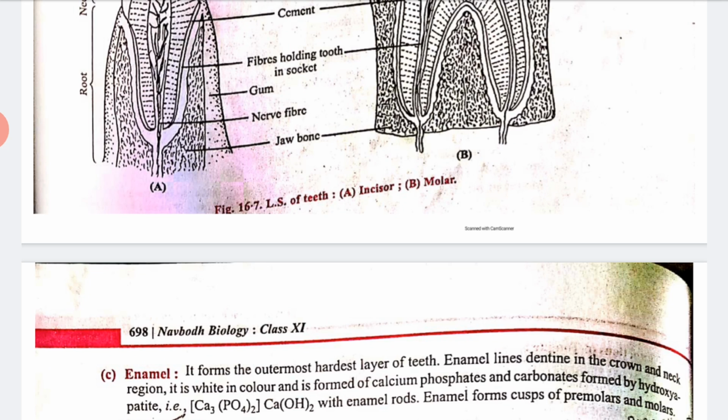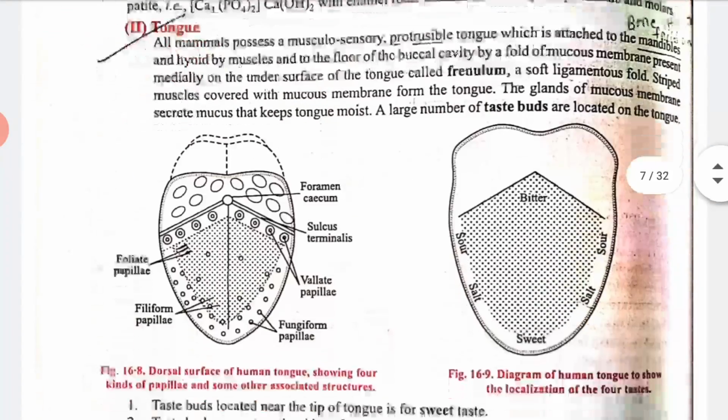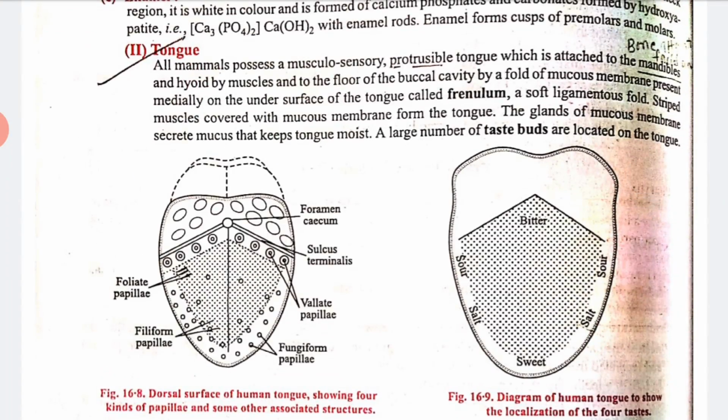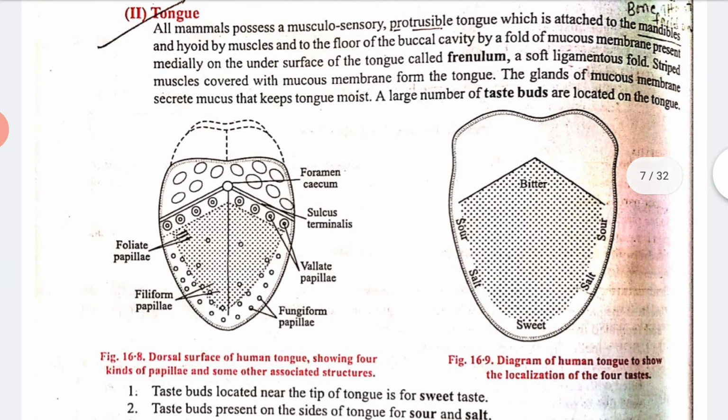Yes, now let's talk about the tongue. What is the function of the tongue? Again in the same way, the tongue is also divided into different parts. All mammals possess a muscular, sensory and protrusible tongue, meaning we can turn and rotate it. The tongue is attached to the mandible and hyoid by muscles. A large number of taste buds are located on the tongue, so by the taste buds we can taste everything we eat.